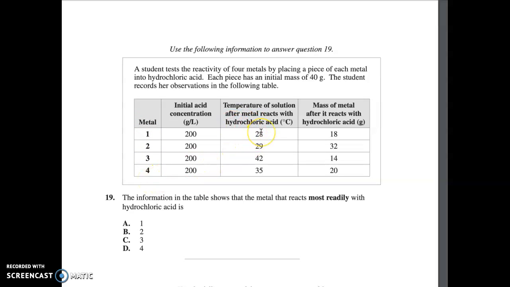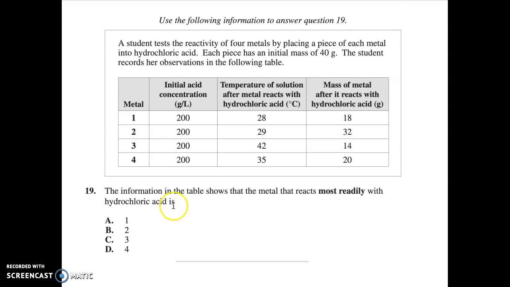Okay, so the temperature after we react our metals with the hydrochloric acid, we can see that it has gone up the most here with 42. So that would react the most. Okay, and the mass of metal after it reacts with hydrochloric acid, so whichever one gets dissolved the most is going to be the one who reacts the most. Okay, so that would be this 14 here, which makes sense. Okay, so 3. That's what I'd put there.